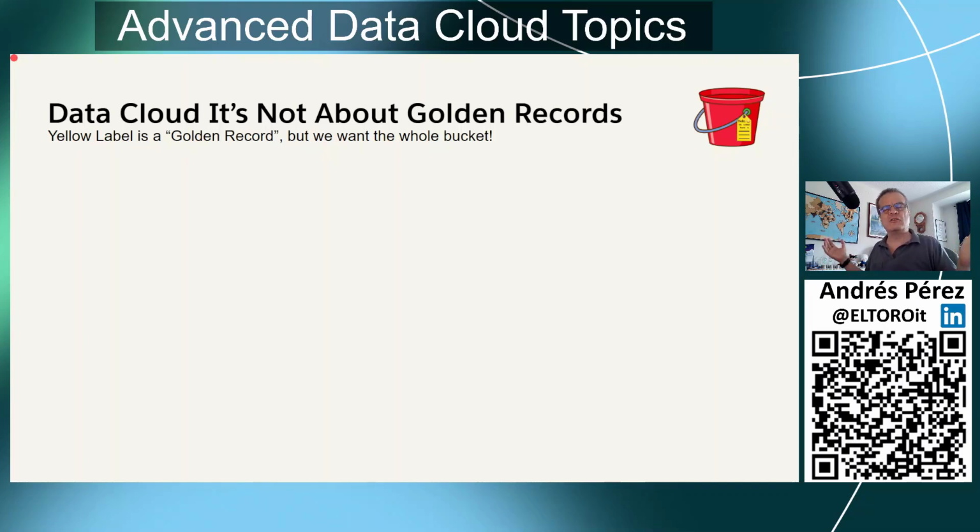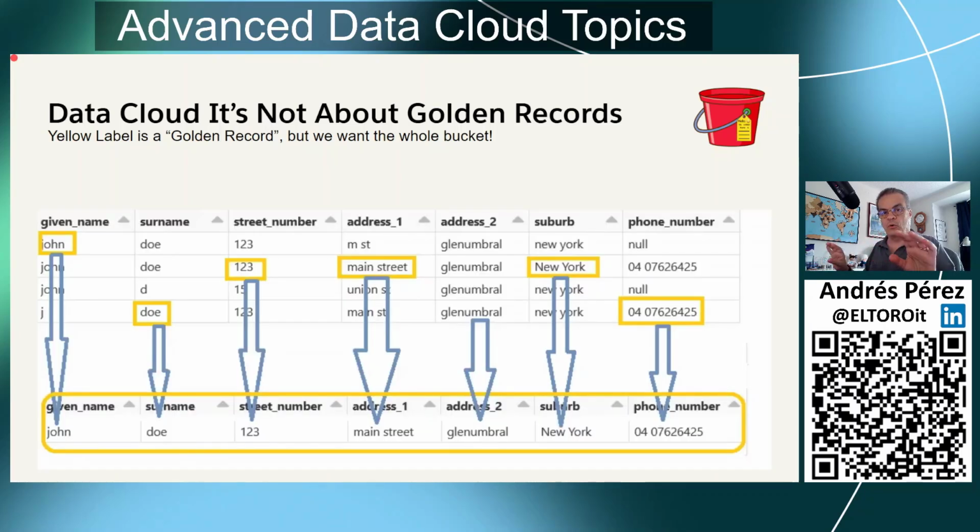But what is a golden record? Well, let's take a look at a different picture here. We have 4 rows of data for a particular customer. And from each of these fields, we're going to pick one field out of the 4, not necessarily from the same row, and bring that field into a golden record. So yes, somehow that yellow label that gets created for the bucket can look like a golden record. It actually is not.